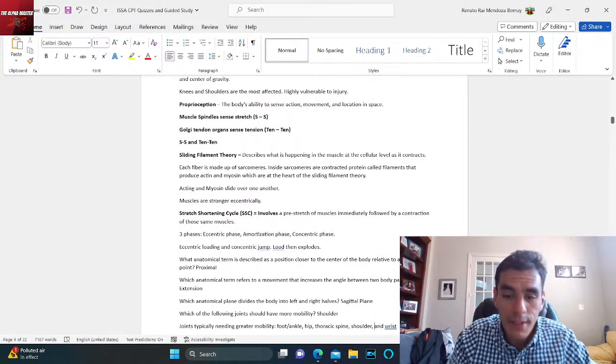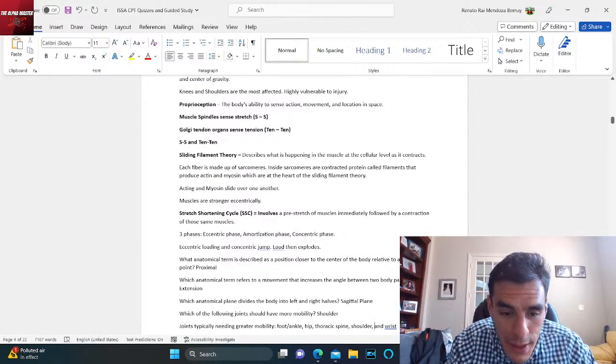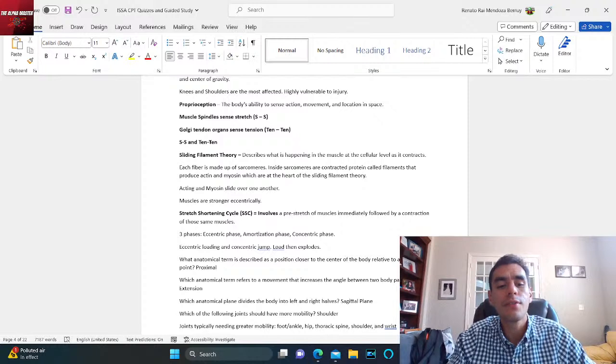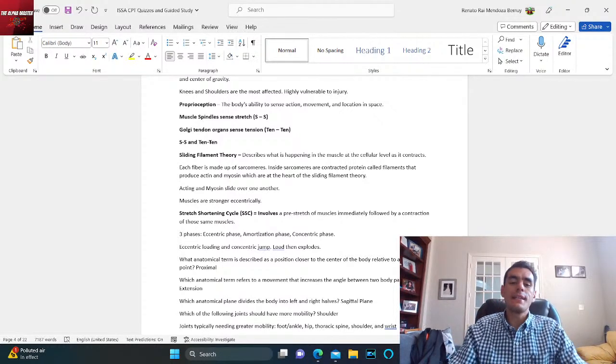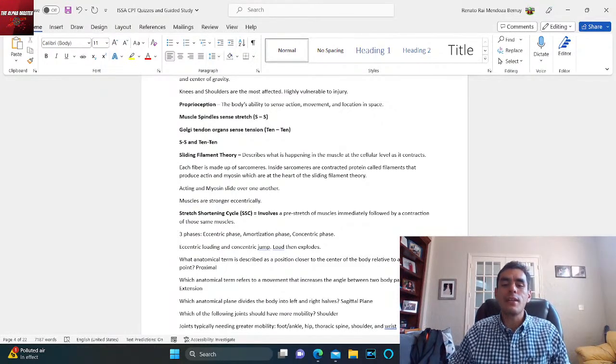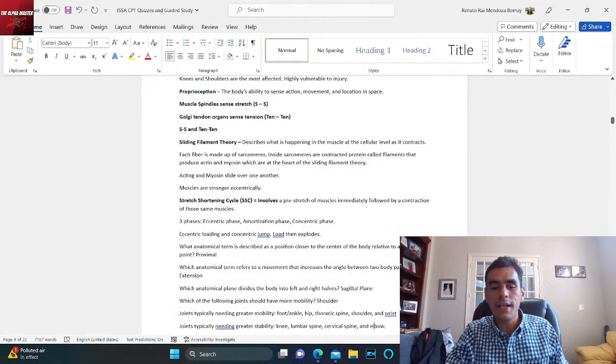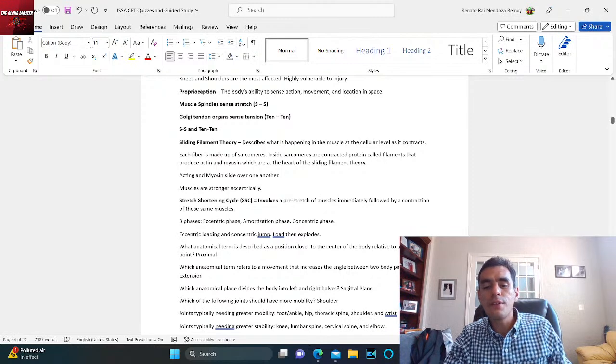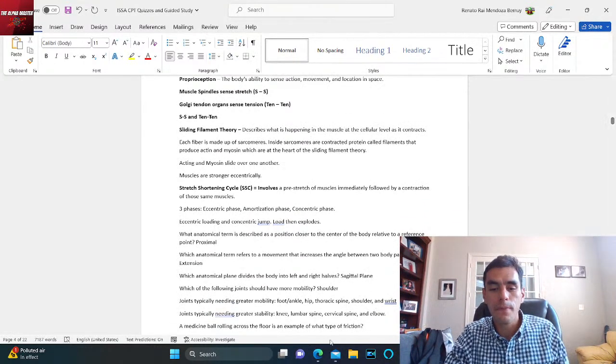The joints typically needing greater mobility are the foot and ankle joint, the hip joint, the thoracic spine, the shoulder, and the wrist. The joints typically needing greater stability are the knee, the lumbar spine, the cervical spine, and the elbow.